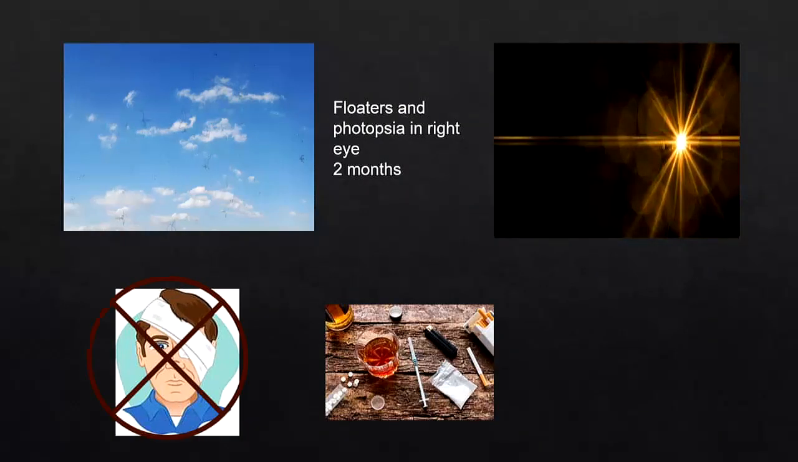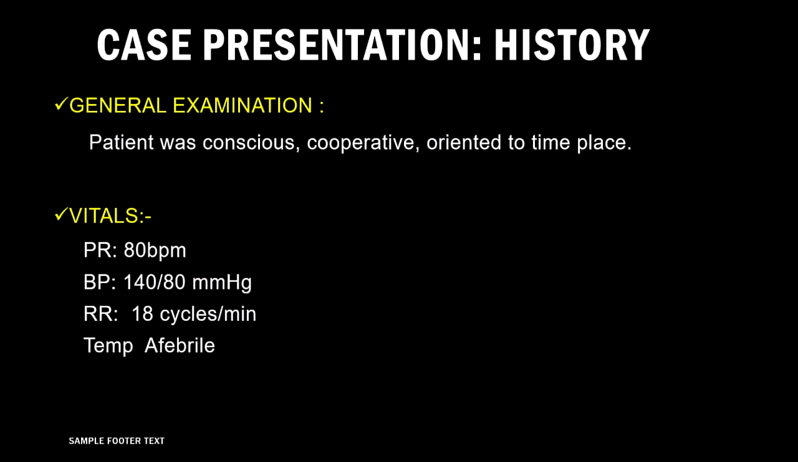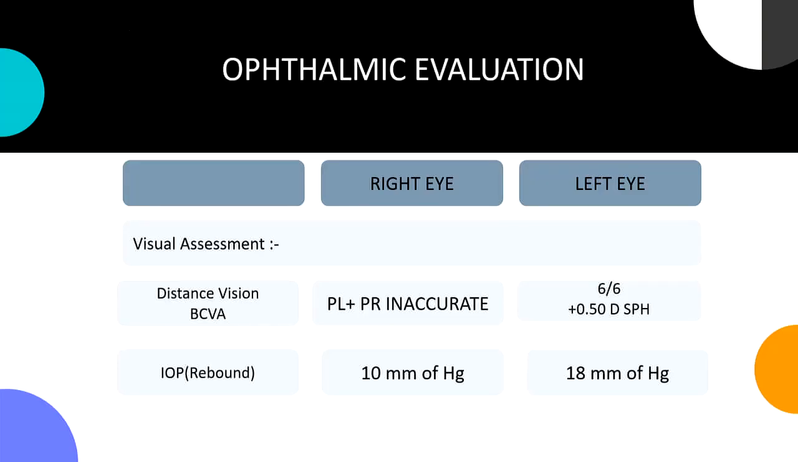There is no history of trauma. There is no history of usage of any drugs. In past history, the patient has hypertension and diabetes since 2 years and he is on medications. He is taking a mixed diet, but there are no addictions. Family history is unremarkable for similar complaints. On general evaluation, his blood pressure is slightly raised. Rest of the evaluation is within normal limits.